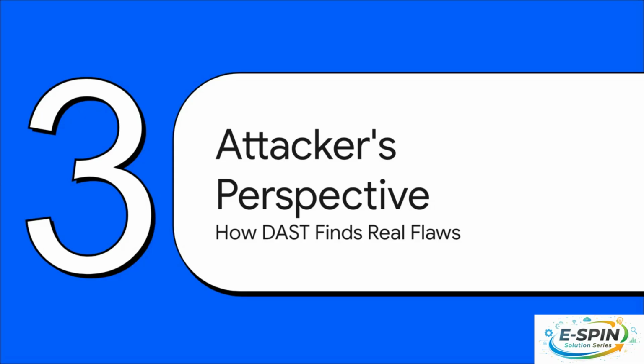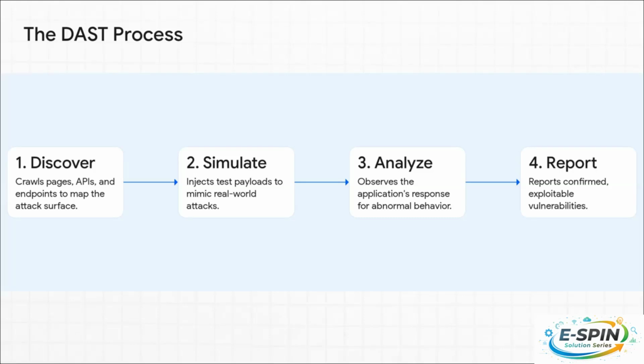This brings us to a really cool way to understand DAST. Let's put on our black hats for a minute and look at it from an attacker's perspective. Because, to catch a thief, you've got to think like one. What you're seeing here, it's basically an automated attacker's playbook. Step 1, discover. It maps out every single page, every API, every possible entry point. Then, simulate. This is where it gets aggressive. It starts injecting malicious payloads, trying to cause trouble. The analyze step is critical. It's watching for any weird, abnormal responses from the app. And finally, report. It gives you a list of confirmed exploitable holes. No theories, no guesswork, just facts.